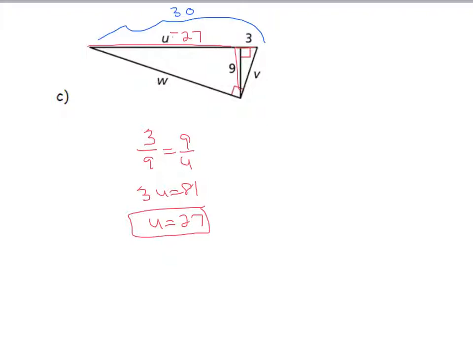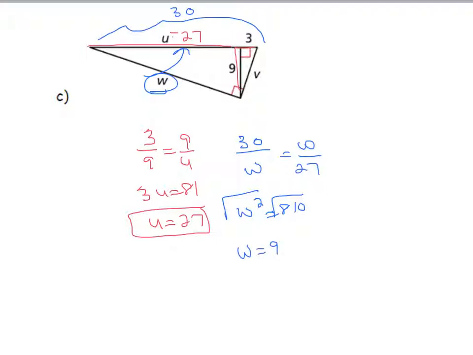So pick one. I'm actually going to go W. Okay, the whole thing over the leg, over the part that's closest. So the whole thing is 30. The leg I just said we're going to use is W equals the leg. Now the part that's closest to W is this right here, the 27. So I get W squared equals 810. And when I take the square root, the largest perfect square that goes in there is 81. It's 81 times 10. So W is 9 square roots of 10.